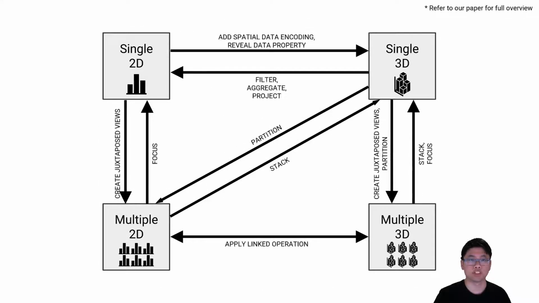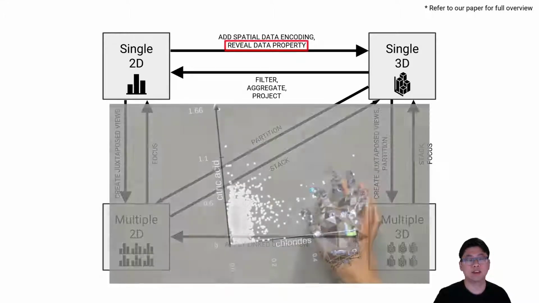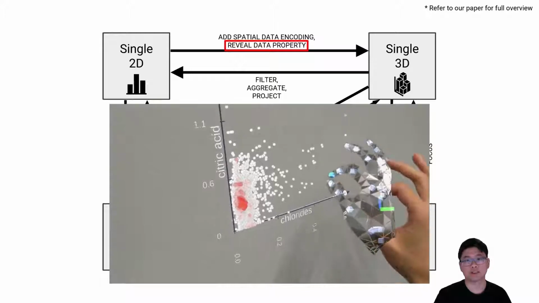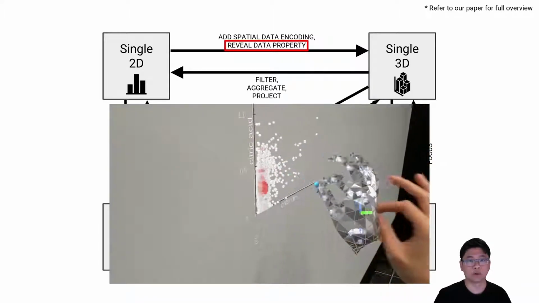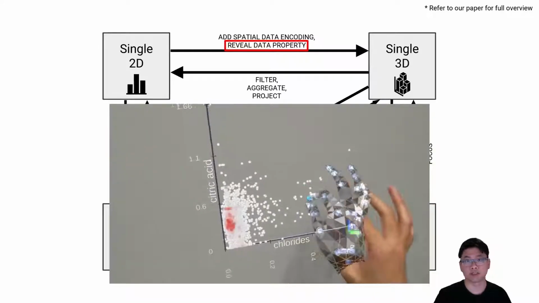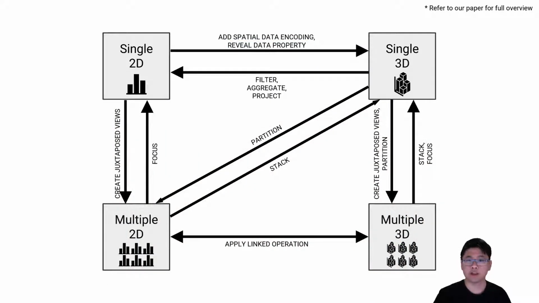We mapped out 14 generic visualization tasks associated with the different state transitions. As an example, the overplotting technique shown earlier is an example of revealing a property of the data, going from a single 2D to 3D visualization. Note that many common visualization tasks are intentionally excluded due to their incompatibility. With this, we now have a starting point for identifying opportunities in which visualization transformations may be useful.